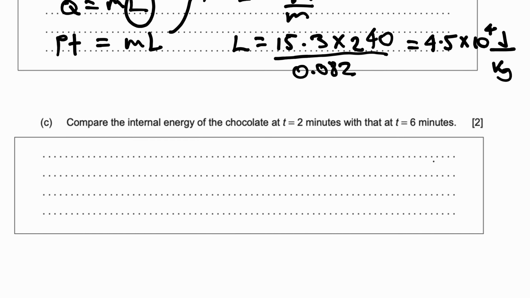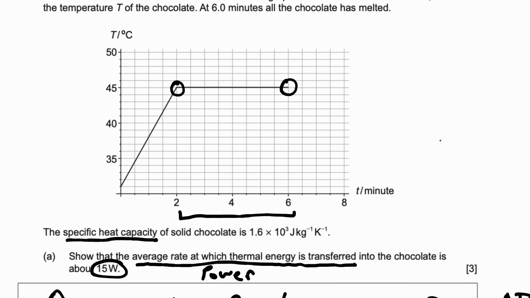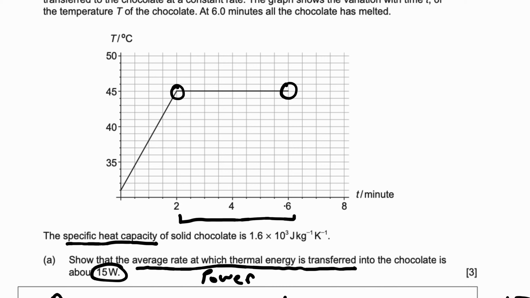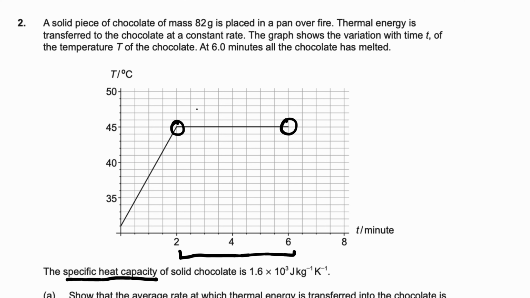And finally, compare the internal energy of the chocolate at t equal to 2 with that at t equal to 6 minutes. Now let's understand what's going on. This is the graph. From t equal to 2 to t equal to 6, there is a change of state occurring. We can see that there is no change in temperature; the temperature from 2 to 6 minutes remains constant. So what does that tell us? At t equal to 2, a change of state occurs from solid, and at t equal to 6, it becomes a liquid.